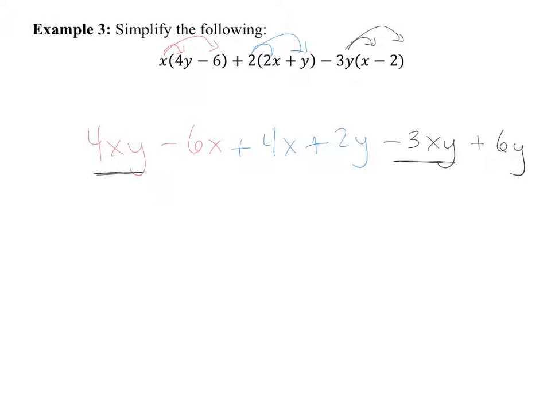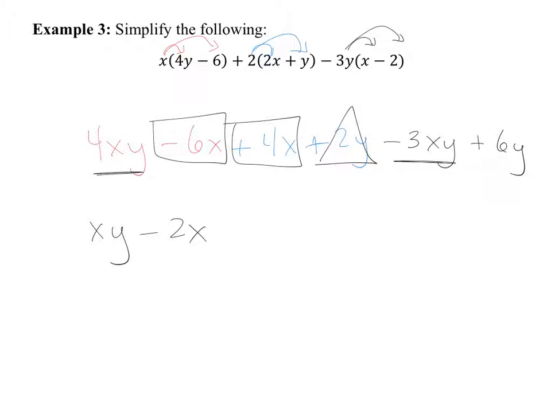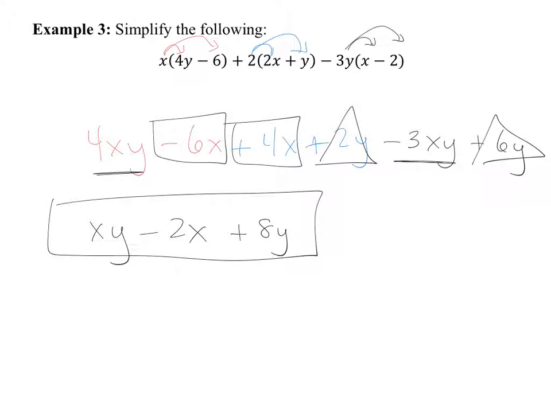4xy minus 3xy is 1xy. Negative 6x plus 4x, negative 2x. And then last but not least, 2y plus 6y is 8y. I'm doing like terms with shapes instead of highlighting them every time. Please stop me and ask a question if you want to. The next one's a little bit trickier. If you think this has been easy, go to the next one right away. But if you want to stop and ask a question right now, I'll take some questions.